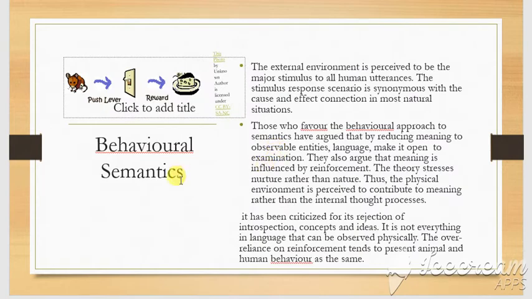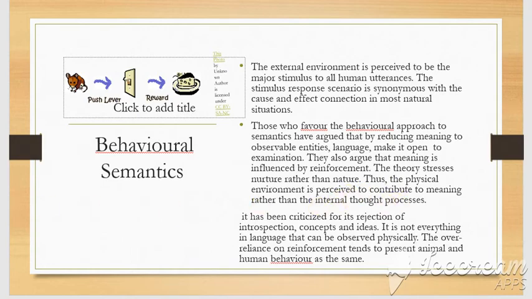Then we have the behavioral approach. It is based on two concepts, stimulus and response. Stimulus and response can be considered synonymous with the cause and effect connection. Those who study the behavioral aspect consider language to be some observable entity. Language becomes open to examination. They think that meaning is influenced by reinforcement. They also consider that the physical environment contributes to meaning rather than the internal thought processes.